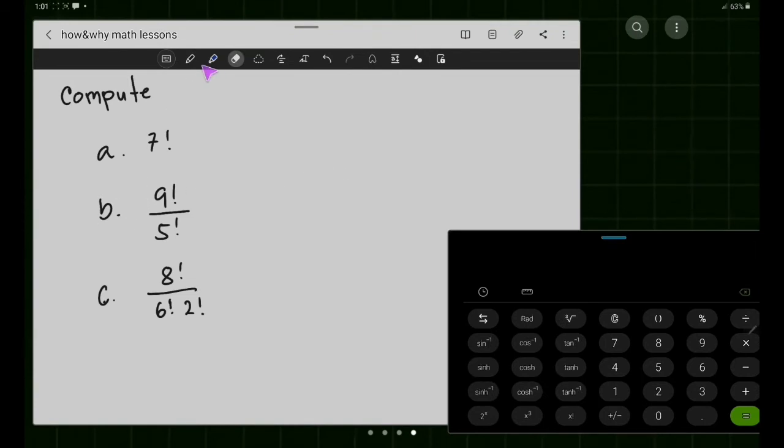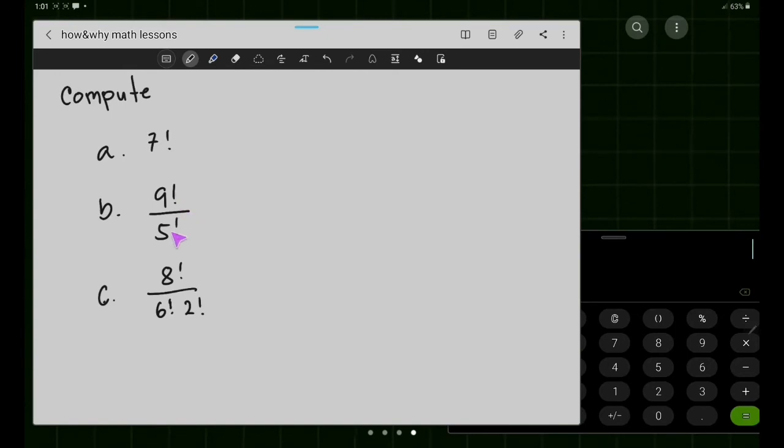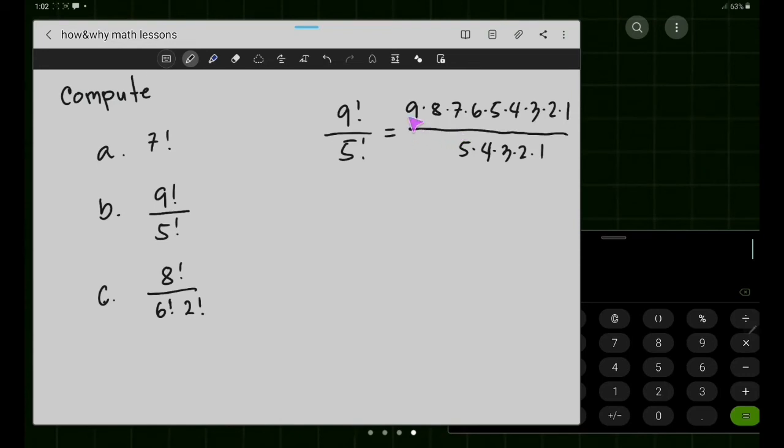In number 2 tayo, this is 9 factorial divided by 5 factorial. 9 factorial is equal to 9 times 8 times 7 times 6 times 5 times 4 times 3 times 2 times 1, divided by 5 factorial, 5 times 4 times 3 times 2 times 1. Dito, makakat ito, cut, cut din yan. So ito yung naiwan: 9 times 8 times 7 times 6.